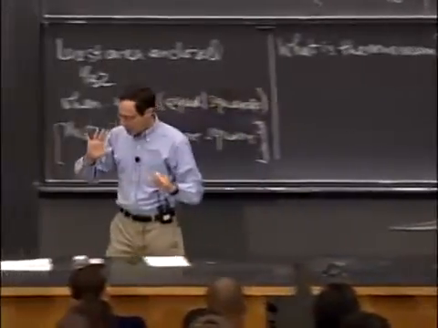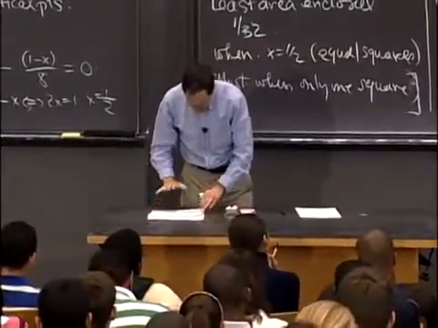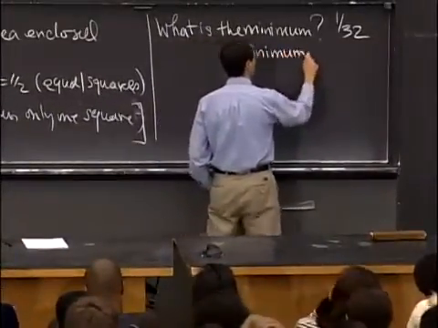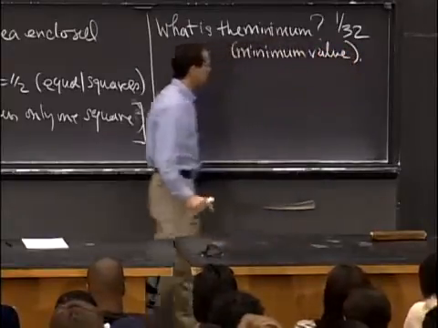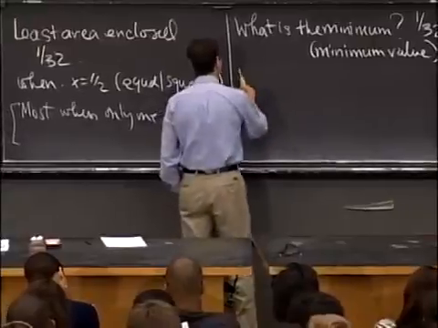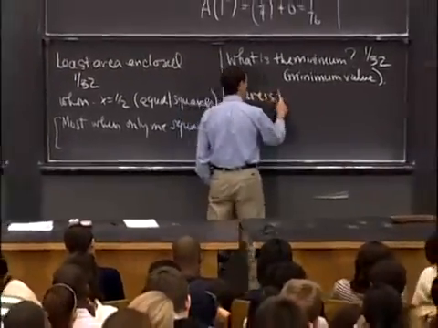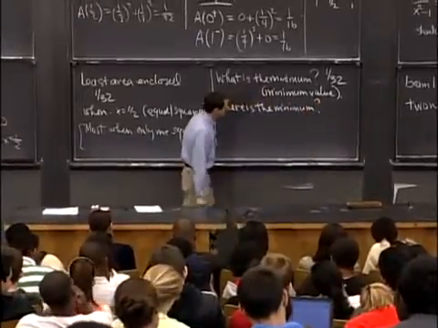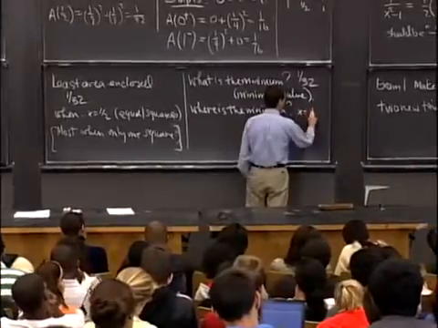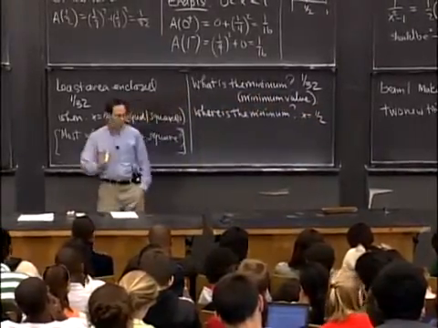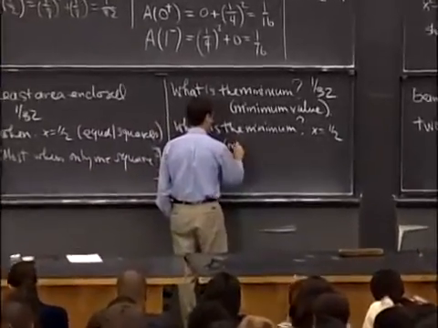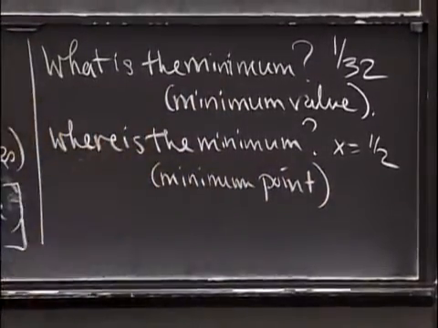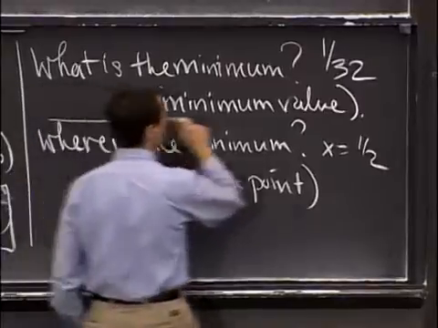Okay? Now, the problem with this question is that that refers to the minimum value. All right? But then there's this other question, which is where is the minimum? And the answer to that is x equals a half. Okay? So one of them is the minimum point. And the other one is the minimum value. All right, so they're two separate things.